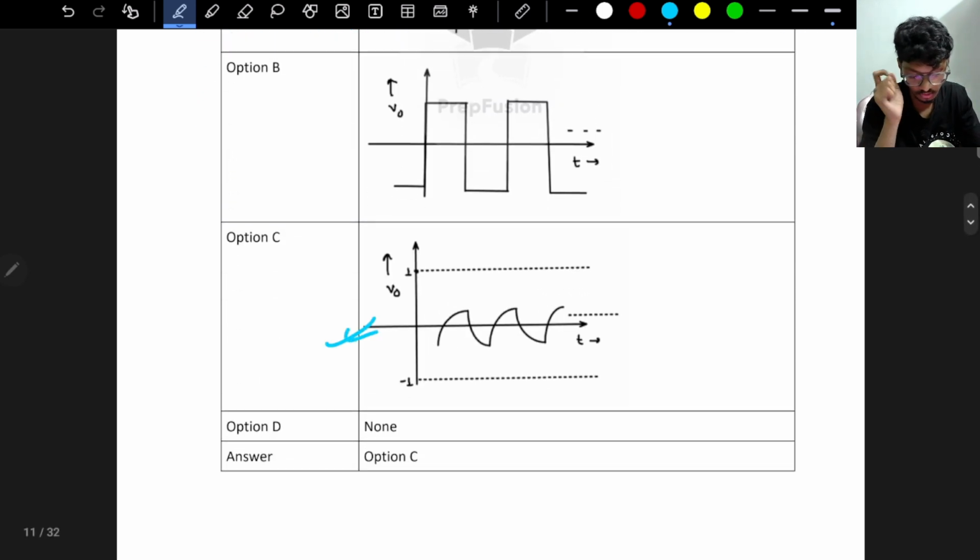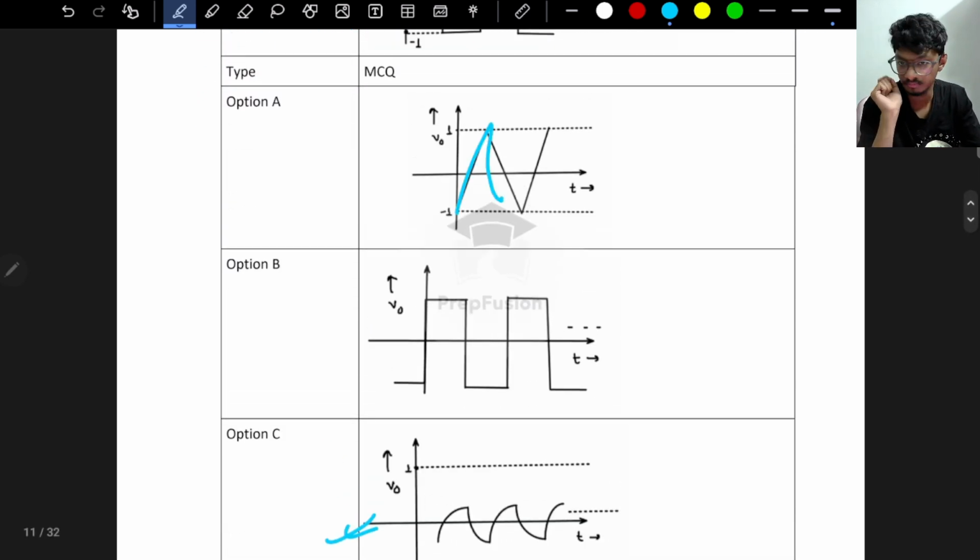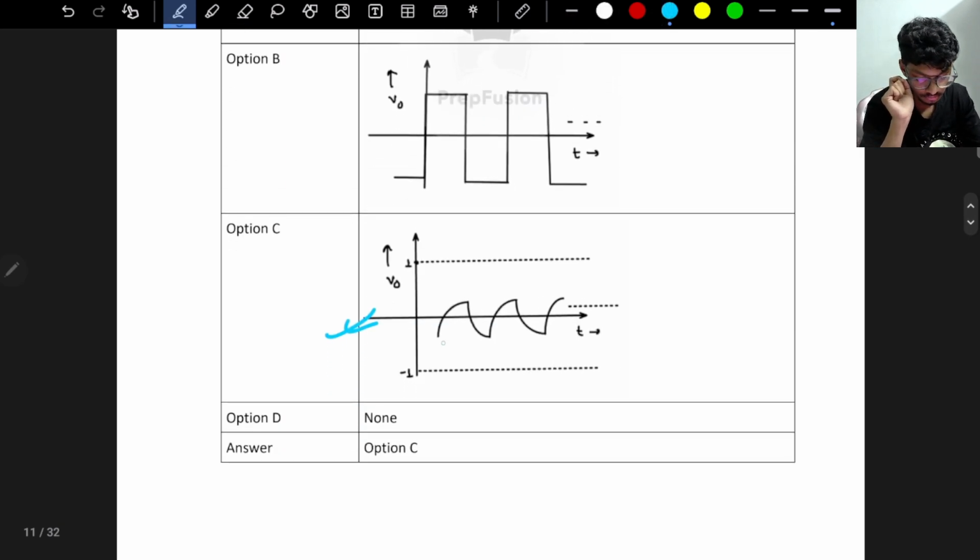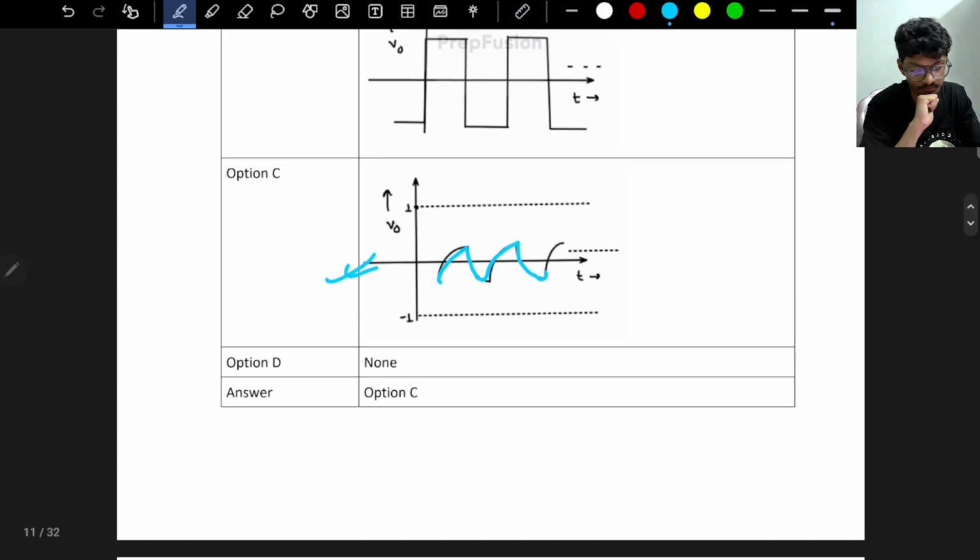This will be the answer. The waveform will not be triangular between -1 to 1. It will be like an exponential, but it will be very near to 0. Something like that.